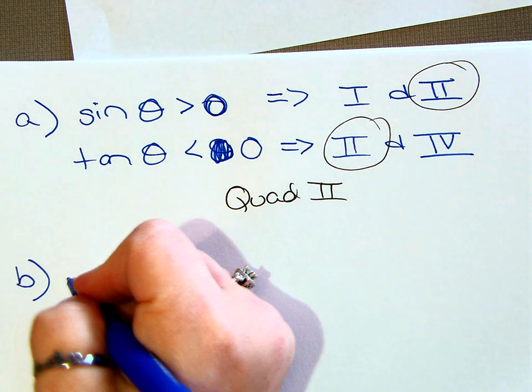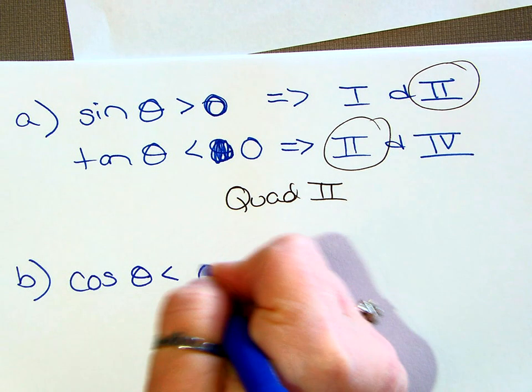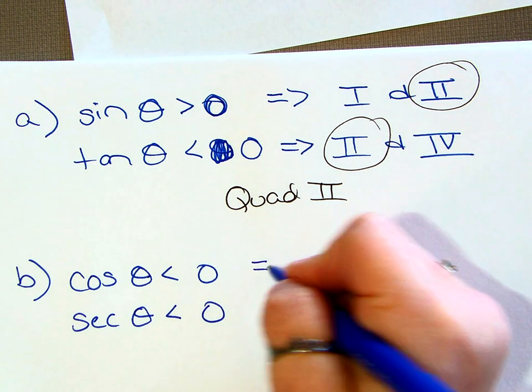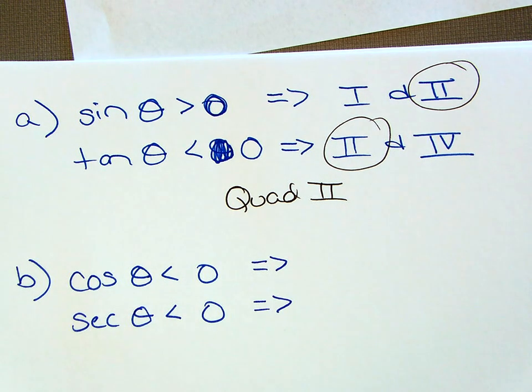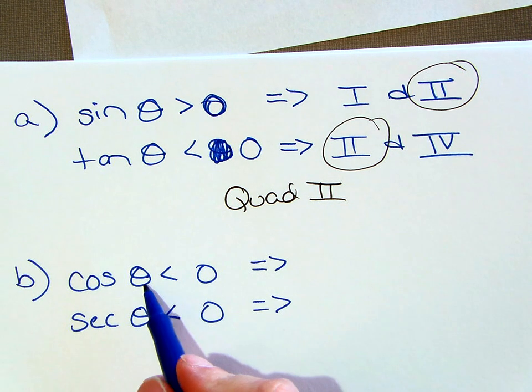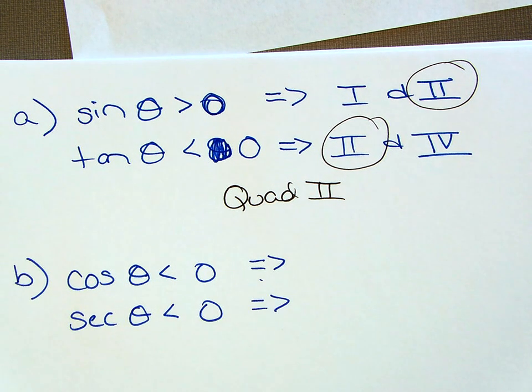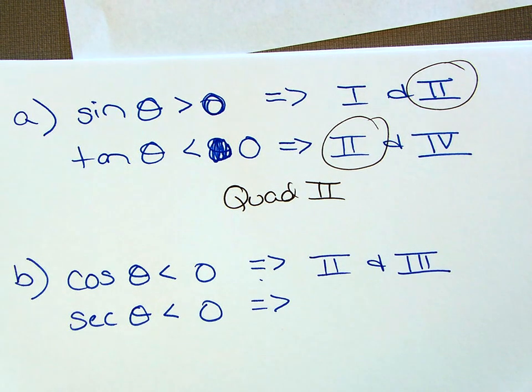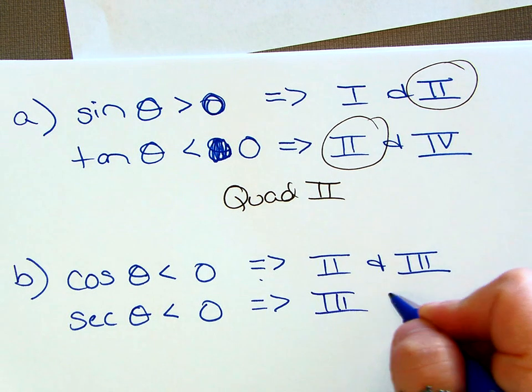All right, for this one, we have cosine theta is less than 0, and secant theta is less than 0. So both of these are going to be less than 0, or negative. These little equal signs with the little arrow things, that's just how I draw my arrows. It's not a mathematical symbol or anything. I'm just saying cosine of theta less than 0 implies what quadrants? Like, where is cosine of theta negative? In quadrants 2 and 3. And secant of theta is less than 0 in which quadrants? 2 and 3. So which one or ones satisfy both?